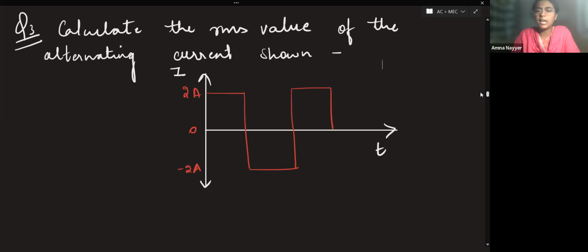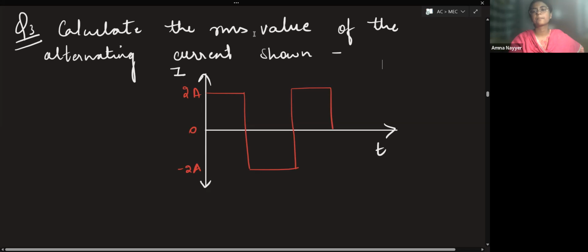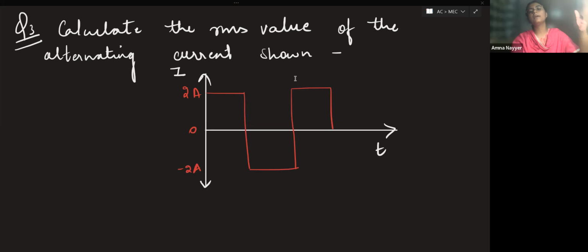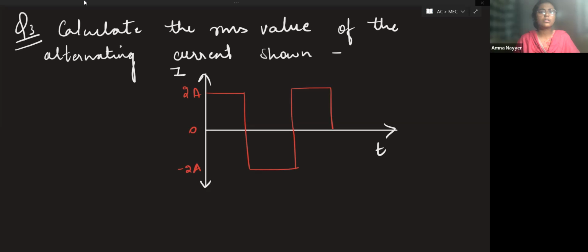What was the first step that I told you? In calculation of root mean square, do we calculate the root first? See, we go by this method: first square, then mean, then root. Though the short form is not SMR, it's RMS. We take out the square first, then the mean value, then put it under root. So here also we'll be doing the same thing.